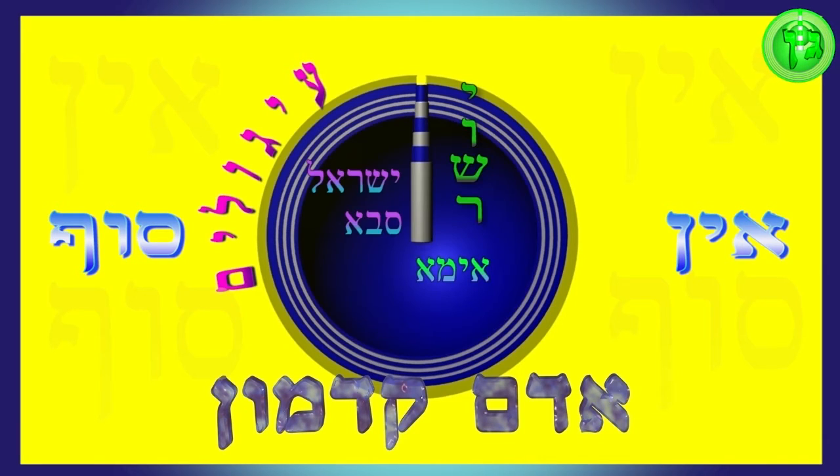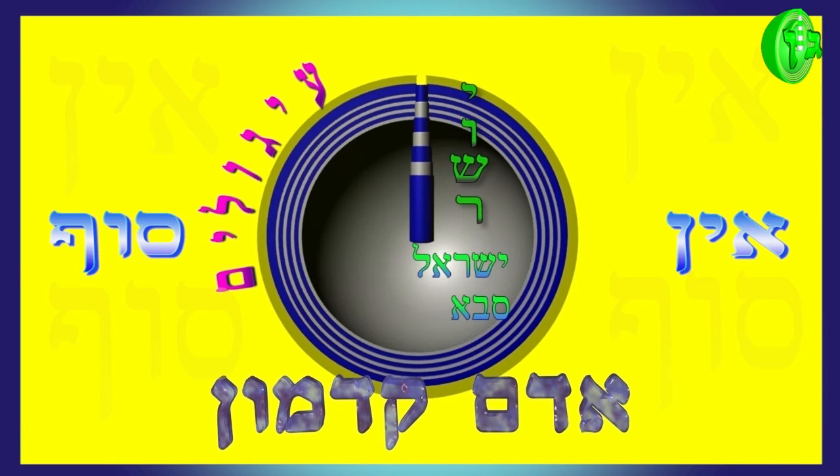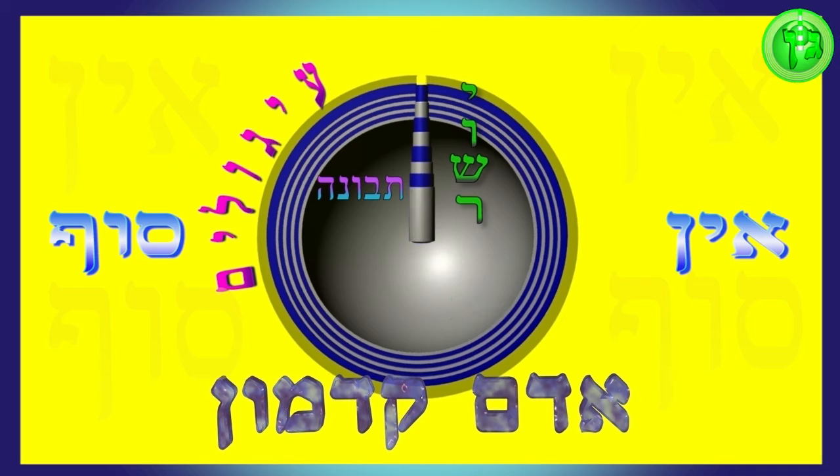Next in line, in the color blue, came the Partzuf known as Yisrael Saba. First, its circular Igul aspect, and then its linear Ve-Yosher aspect as well. After Yisrael Saba came the Partzuf known as Tevuna, as we see here in the color white. And again, first came its circular Igul aspect, and then its linear Ve-Yosher aspect as well.